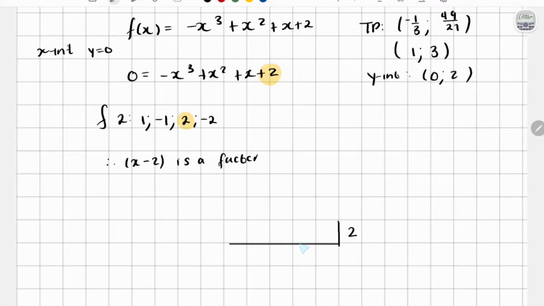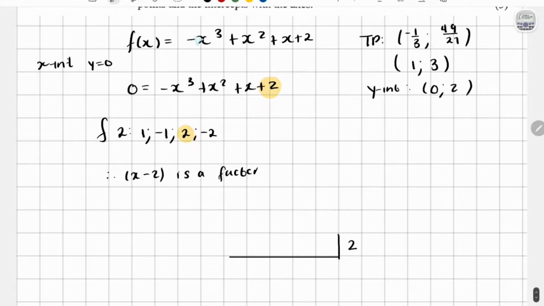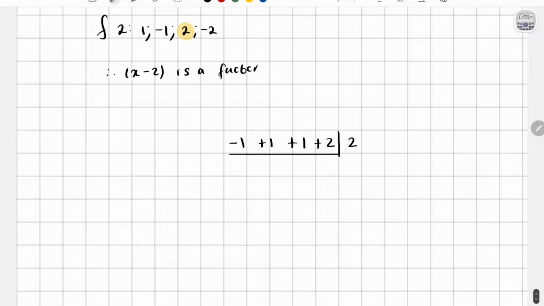And in here, what we're going to put is the coefficient of all your variables. First of all, the coefficient of x cubed is negative 1, so we're going to put that here, negative 1. Coefficient of x squared is positive 1. And then we have another positive 1. And lastly, the constant, which is a positive 2. And this is how synthetic division works.